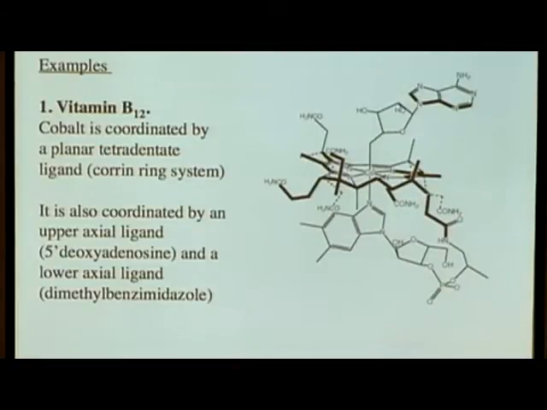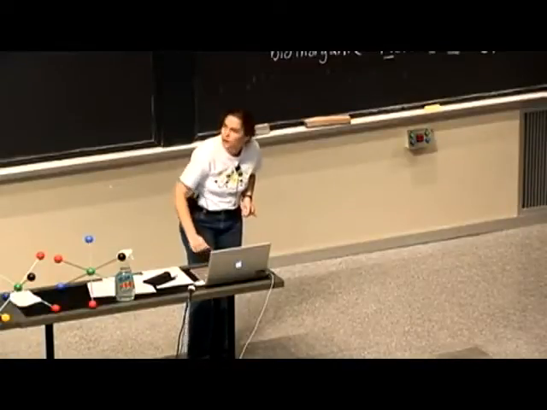There are also 2 other ligands attached to vitamin B12. There's an upper ligand shown here, which is 5'-deoxyadenosine, and a bottom ligand, which is a dimethylbenzimidazole ligand. So let's take a look. This is the cartoon, but let's look at another model for this here. So we have a ring system. We have this upper ligand and then a lower ligand down here. And so the middle ring system is a tetradentate chelate.